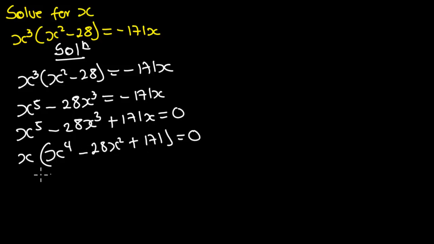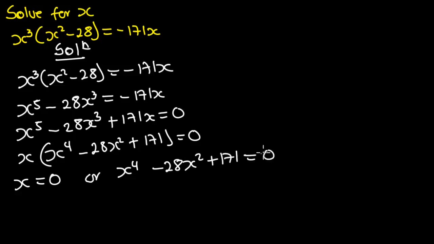Now from here we have two factors, and so we can equate this to 0 and we can also equate this to 0. Now we are going to have x to be equal to 0. So this is our first answer. Or we are also going to have x to the power 4 minus 28 x squared plus 171 is equal to 0.